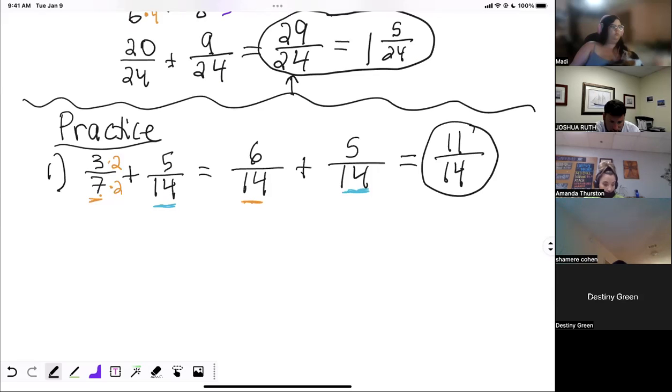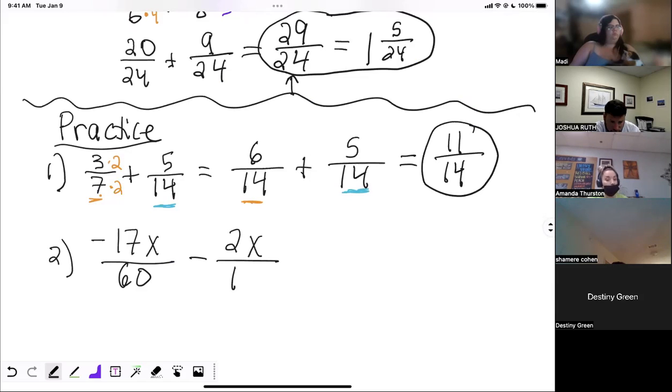All right, let's try another one. Now I'm going to throw some X's in there because you need to know how to do it with X, but don't let it bother you. It just looks different. I'll show you what to do with them. I'm not quite sure what this one's going to be, so I'm going to list the multiples.